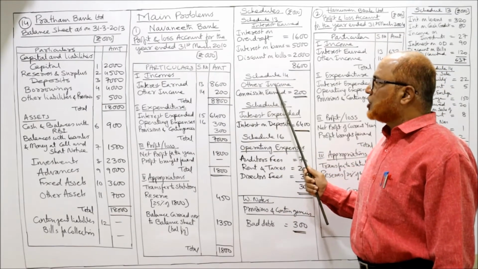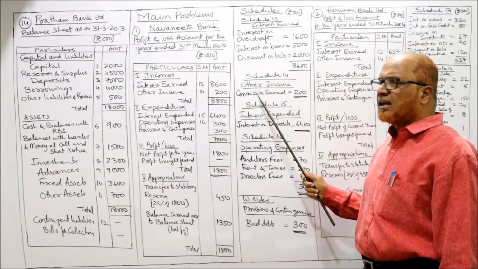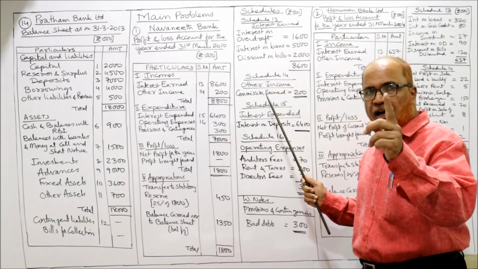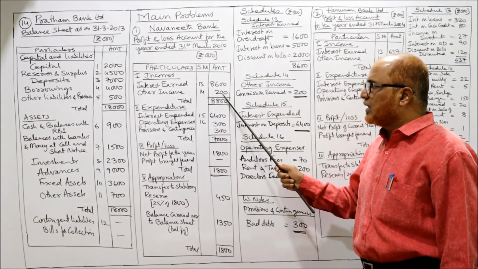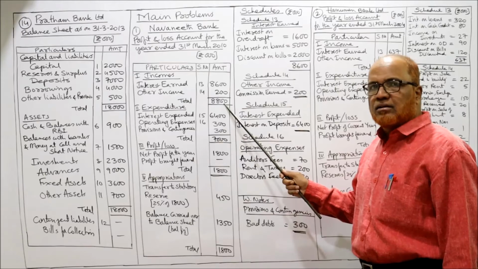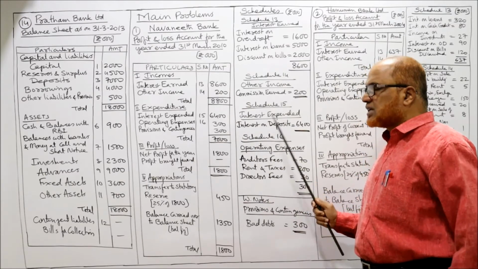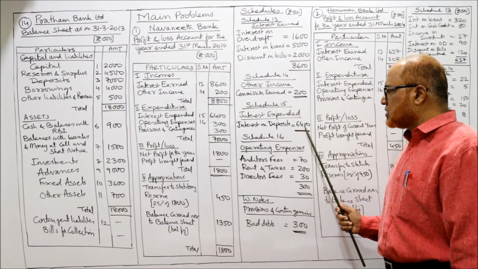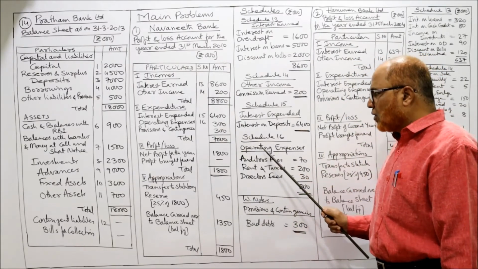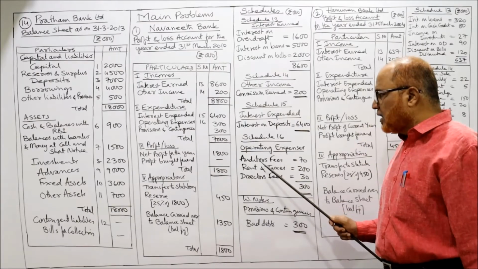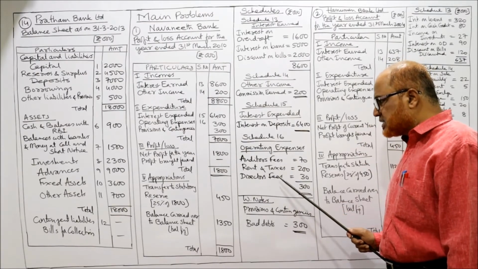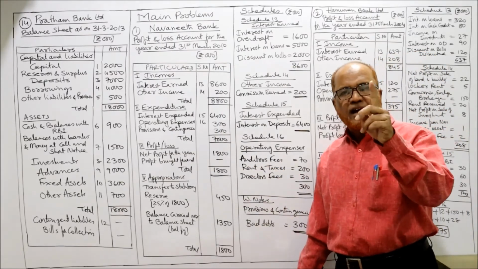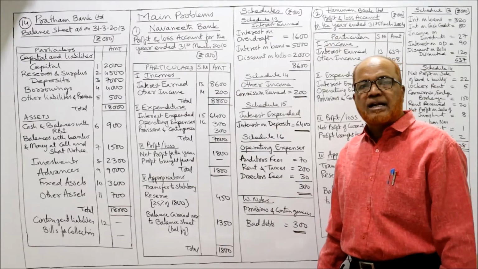Other incomes, schedule number 14. Only one other income we have in this problem, commission earned. So 200, we have taken 200. The total is 8800. Now schedule number 15, interest expended. Only one item is given in this problem, interest on deposit, 6400. Then operating expenses, schedule number 16, auditors fees, rent and taxes, directors fees. Take the total 300. Provisions and contingencies, one item is given in the problem, that is bad debts written off.